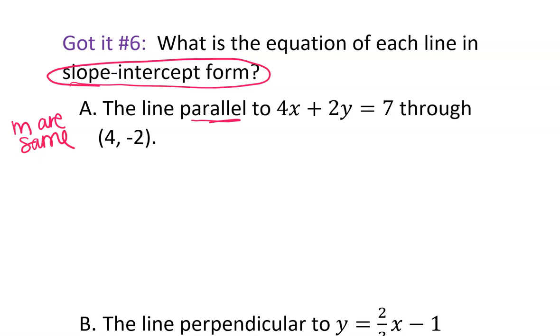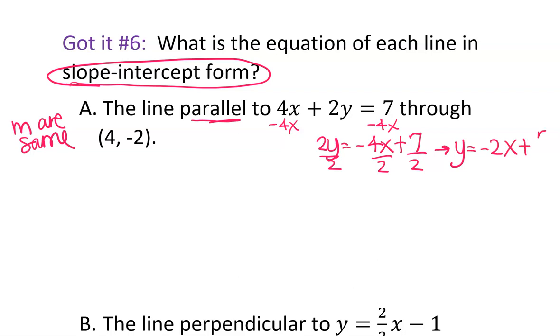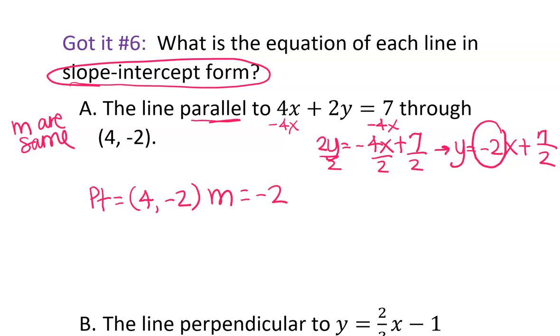So this equation, it's not solved so that we can see the slope. So let's do that. We'll subtract 4x from both sides. So we get 2y equals -4x plus 7. Divide every term by 2. That gives us y equals -2x plus 7/2. The only number that we need is the slope. So my point is (4, -2), and my slope is -2 because it needs to be the same since it's parallel.